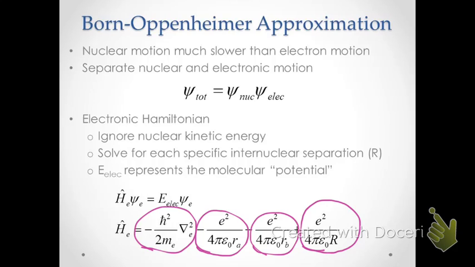In this equation, we're going to set the nuclear separation at a particular value of R, solve the equation to find the electronic energy, which is E electronic, for that separation R, and then we will set a new separation R, solve the equation again. So we will get the electronic energy as a function of R, the distance separating the two nuclei.